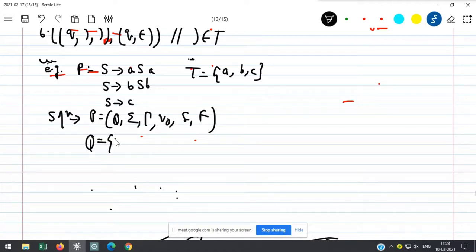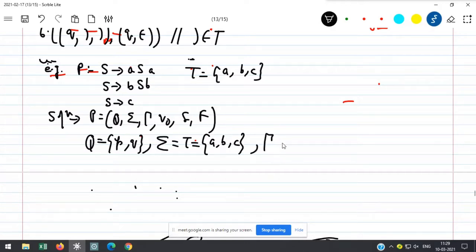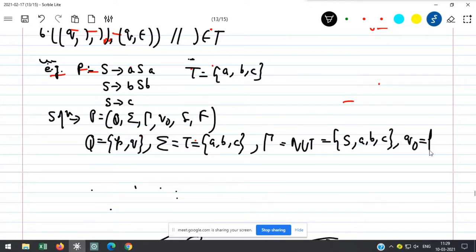So for simplicity purpose, Q will be consisting of P, Q, and then this will be equivalent to T, which is nothing but A, B, C, and then this will be equivalent to N union T. So in here, N is S, A, B, C, and then we can consider Q naught as equivalent to P, and then we can consider F is equal to Q.